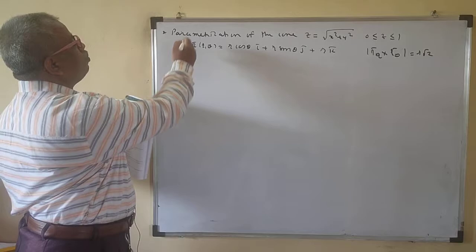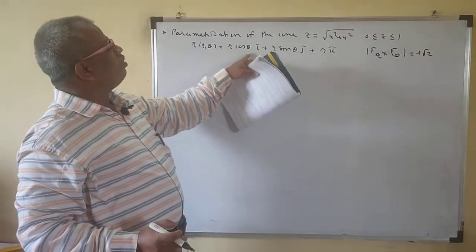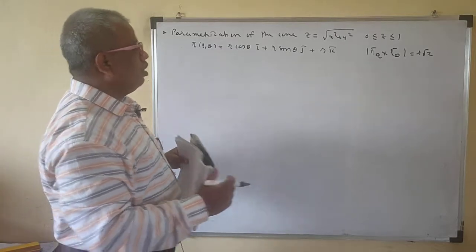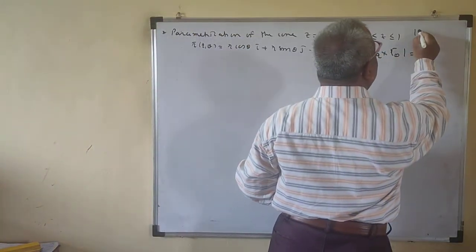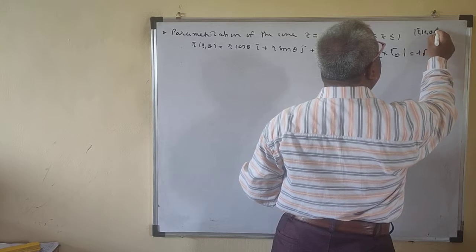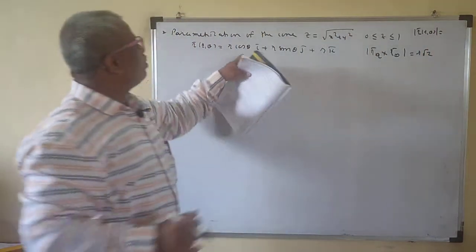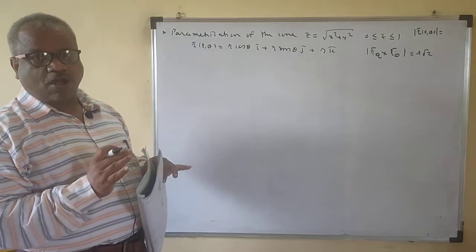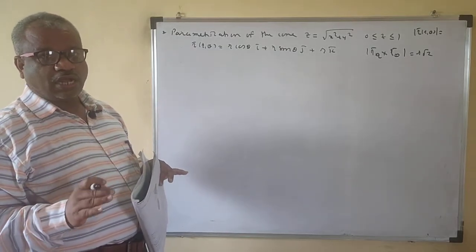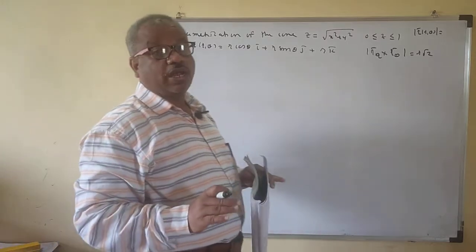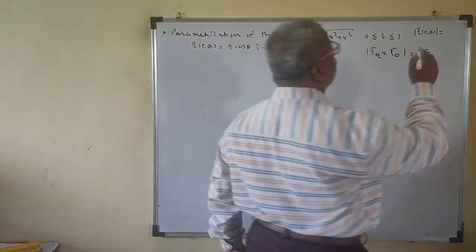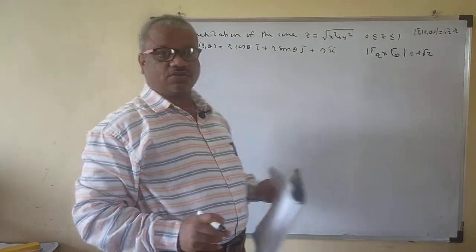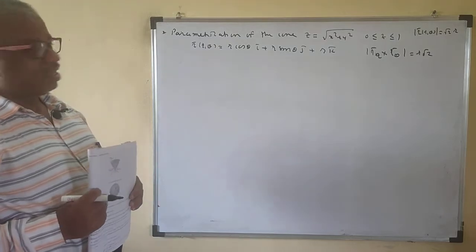The modulus of this one is what? Modulus of r bar of r, theta is r square cos square theta plus r square sin square theta plus r square. If you take r square common, sin square theta plus cos square theta is 1, so r square plus r square is 2 r square, and root of 2 r square is nothing but root 2 r. The same thing here.